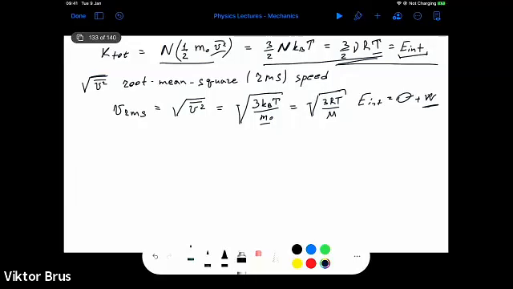Okay, thank you. Yeah, and on the contrary, if work is done on the system, then we will increase internal energy and temperature will rise, and average molecular kinetic energy will increase.